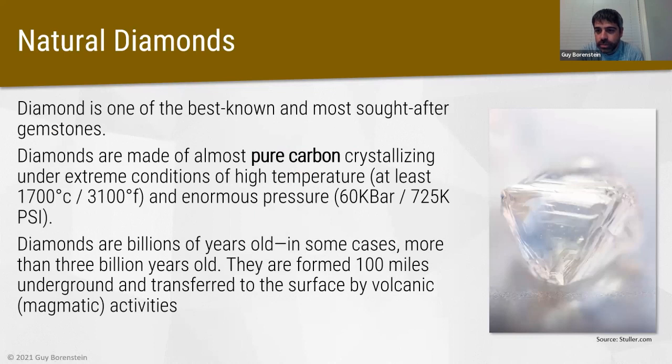So let's talk a bit about the natural diamonds. Natural diamonds are essentially made of pure carbon. They are being created in a very aggressive, very strong atmosphere. It includes 1700 degrees Celsius with a 60,000 bar pressure. Just to give you a kind of comparison, 60,000 bar pressure, it's an enormous pressure.